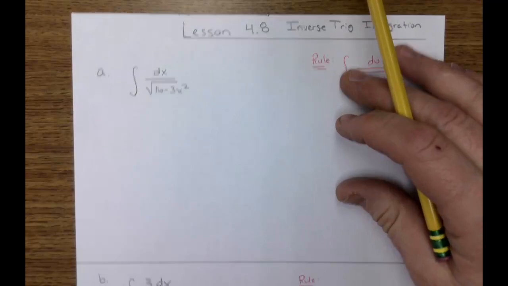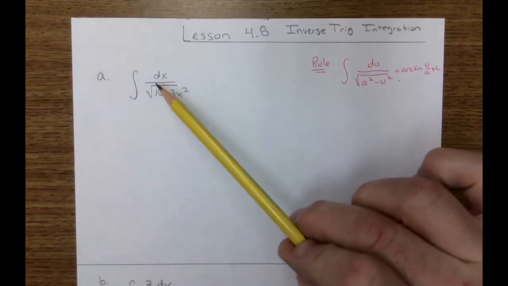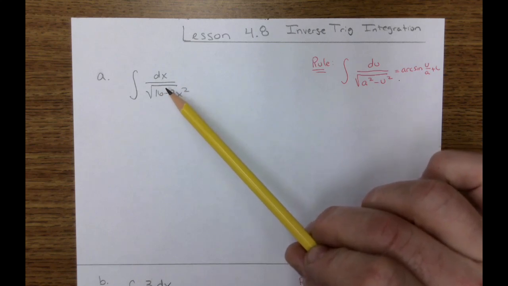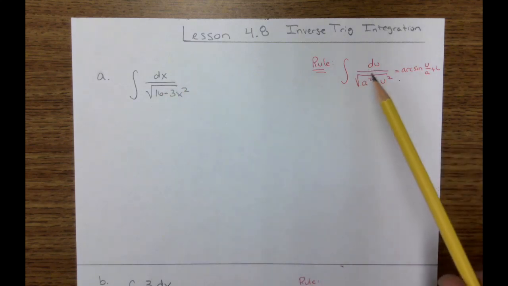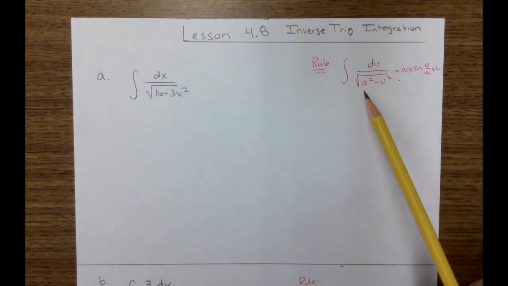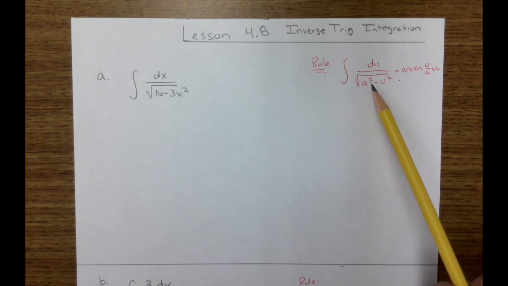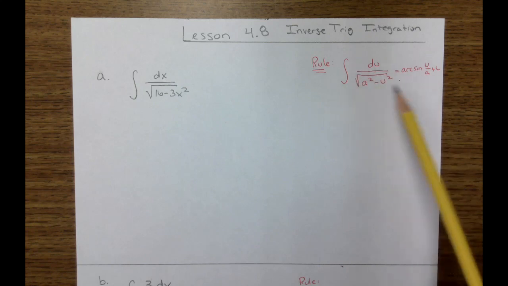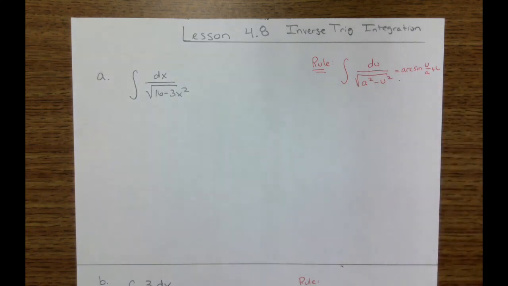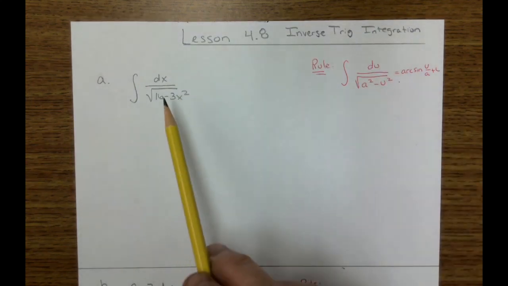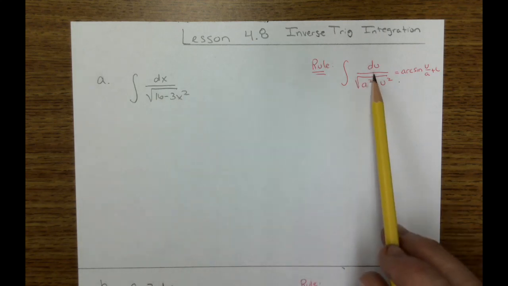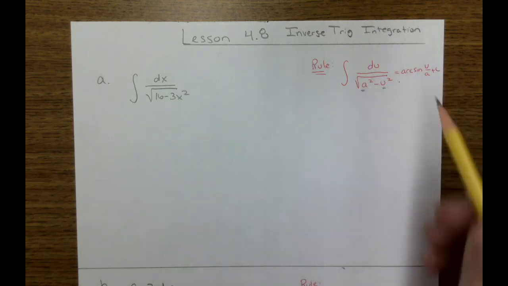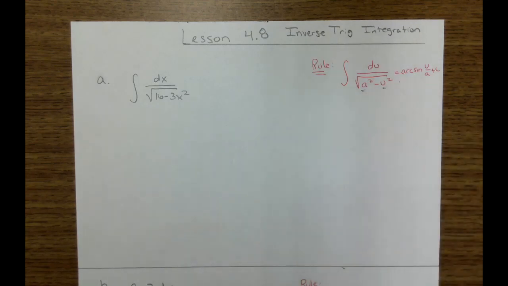Well, the first thing we have here is this function to integrate, and it looks kind of complicated, but there's a rule that looks very similar. The rule is if you have du over the square root of a squared minus u squared, it's equal to the arc sine function. That should be familiar from your derivative rule. So our job is to turn this into this exact same thing over here, but notice it has an a term and a u term, so we're going to have to do a u substitution.